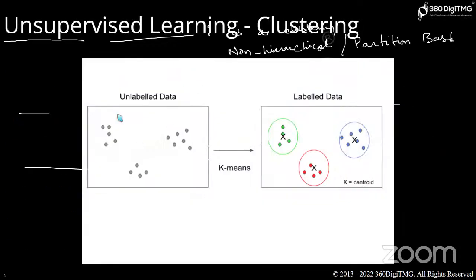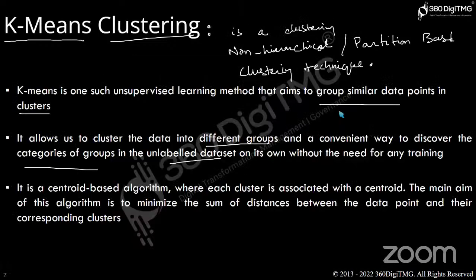Okay, so you can see here unlabeled data. Using k-means, we can label the data according to their group property. So here there is no need for training like in supervised learning. Here no training phase is there.